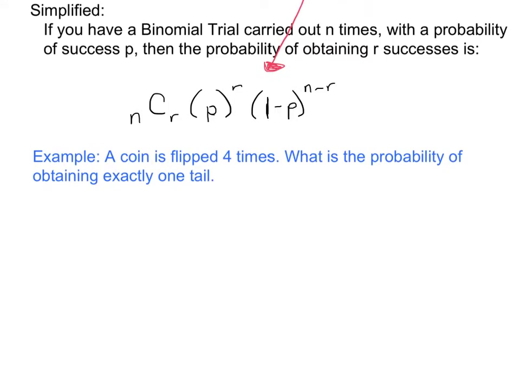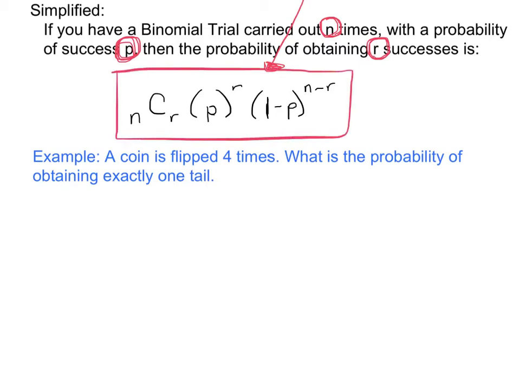So the simplified version of the formula, if you have a binomial trial, we talked about binomial trials, that has been carried out n times, so n is the number of trials that you have, with the probability of success, p, in other words, p is what your probability of being successful is, then the probability of obtaining exactly r successes, so that's the number of successes you want, is given by this formula. Okay? So all you have to do is find the number of trials, plug it in for n, find the probability of success, p, put it in for p, find the number of successes you want, r, put it in for r, run it through this formula, and you'll get the probability.